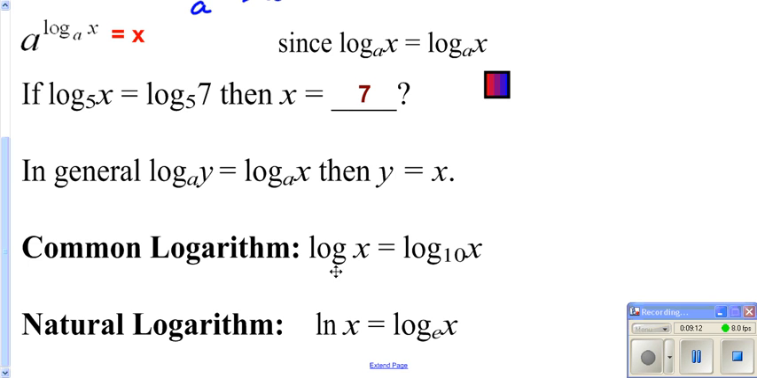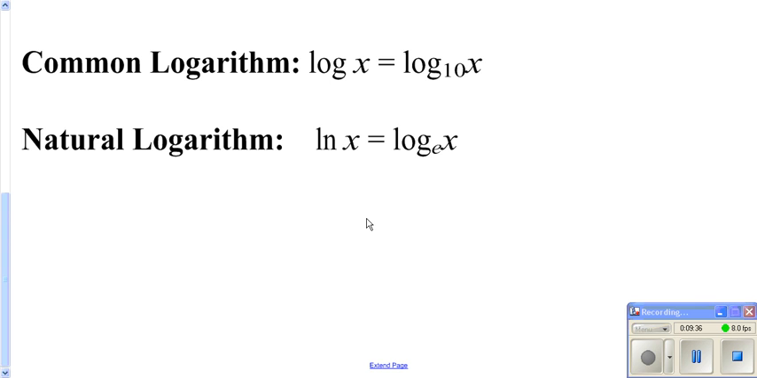Sometimes there is no subscript written after your log. If there's no subscript written after your log, it's referred to as log base 10. So log base 10 of x could be written as just log of x and mean the same thing. When there's no base written, it's assumed to be a common logarithm, which is base 10. We also have natural logarithms. A natural logarithm is log base e, the natural number e. Instead of writing log base e, we write ln. Whenever you see ln, it's just log base e.